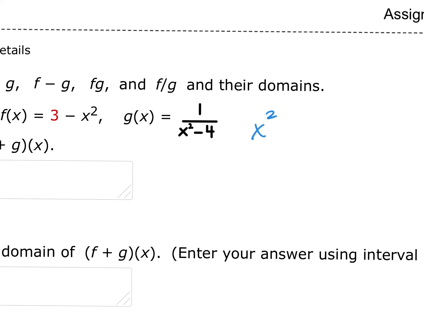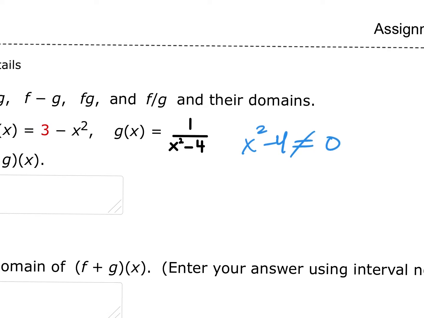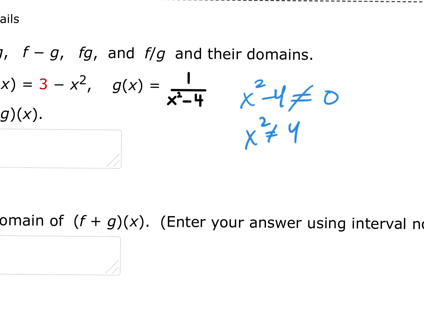Can it equal 0? No, your denominator cannot equal 0. So x squared minus 4 cannot be what number? 0. We need to find out what will make my denominator 0. Or we can just solve. If I move 4 to the other side, I have x squared cannot be 4. I'm going to take the square root. So x cannot be what 2 numbers? Plus or minus 2. Any number in the world but plus or minus 2, because if I plug in positive 2 or negative 2, my denominator becomes 0.